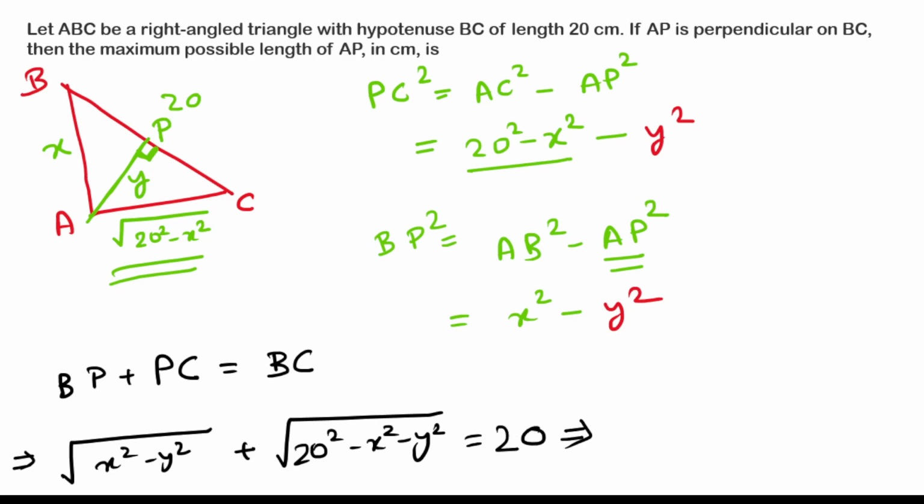Now I would suggest that you rearrange this particular equation. How do you rearrange it? First of all, take this x square minus y square term and have this 20 on its side, and you have the other term there. I will write it below, okay, because there is no space. So this is 20 square minus x square minus y square, right?